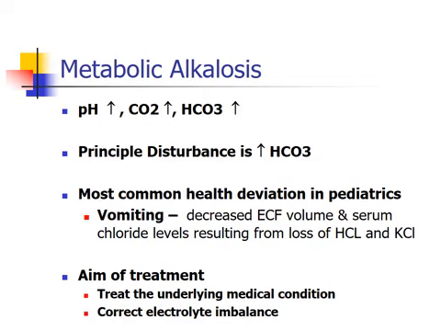And then metabolic alkalosis is the pH is increased, the CO2 and the bicarb are also increased, and the principal disturbance is the increase in the bicarbonate. The most common health deviation in children is vomiting. There can be decreased extracellular fluid volume and serum chloride levels resulting from loss of hydrochloric acid and potassium chloride. So the aim of treatment is to treat the underlying medical condition and to correct the electrolyte imbalance.